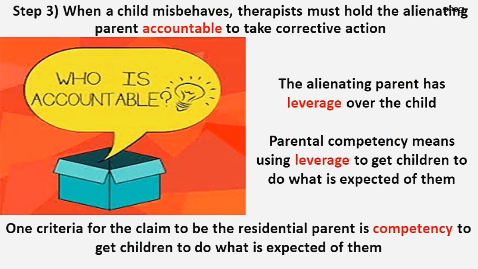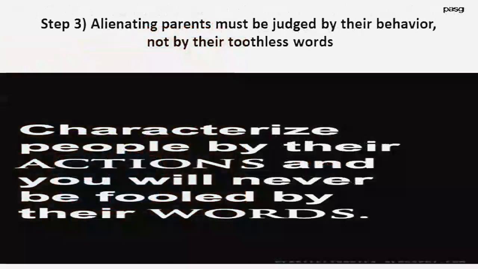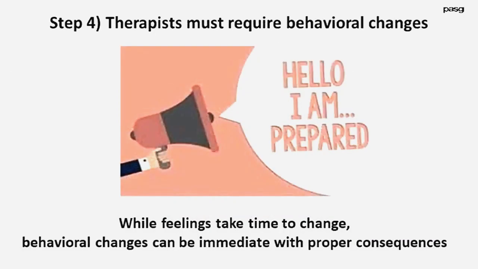When a child misbehaves, therapists must hold the alienating parent accountable for corrective action. The alienating parent is the one with leverage. Parental competency means leverage to use children to do what you expect them to do. And if they can't exert competency on that basis alone, they shouldn't be the residential parent. Alienating parents must be judged by their behavior, not by toothless words. Therapists must require behavioral changes. Feelings take time to change, but behaviors change immediately with proper consequences.